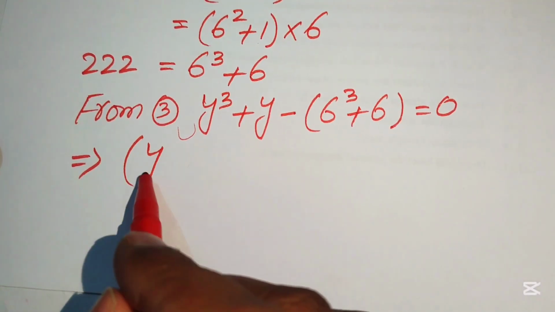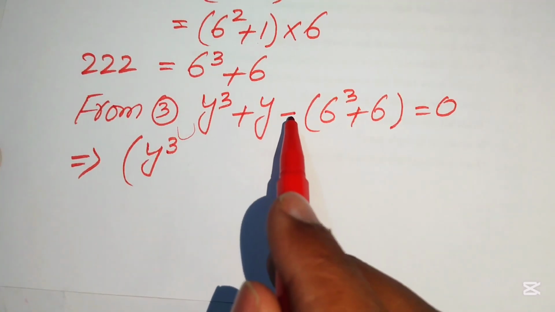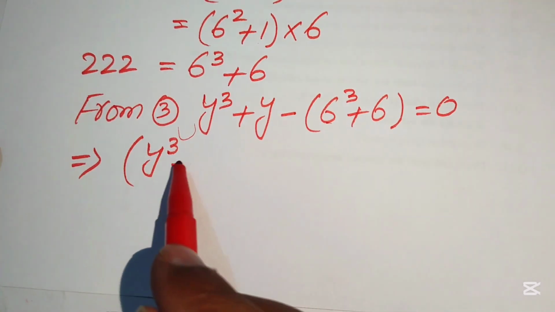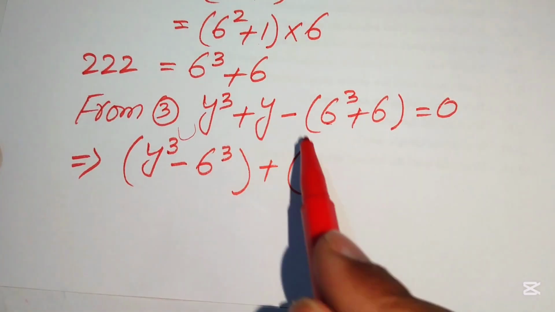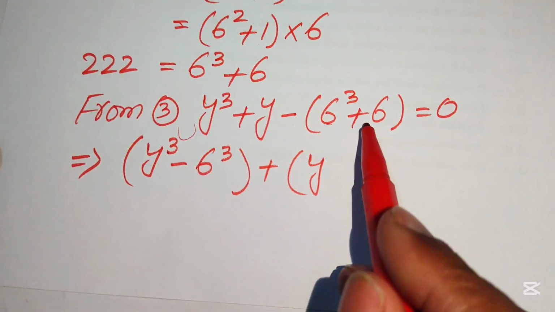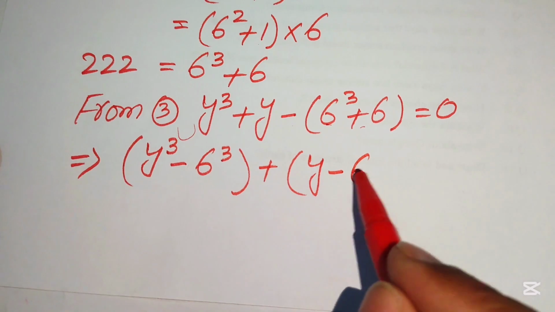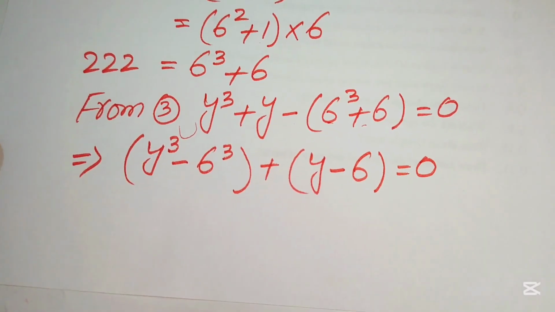So we have the first cubic term, y cube. When you multiply this negative sign on this, it becomes minus 6 cube, and the remaining terms are y, and when you multiply this negative sign on this, you get minus 6 equals to 0.